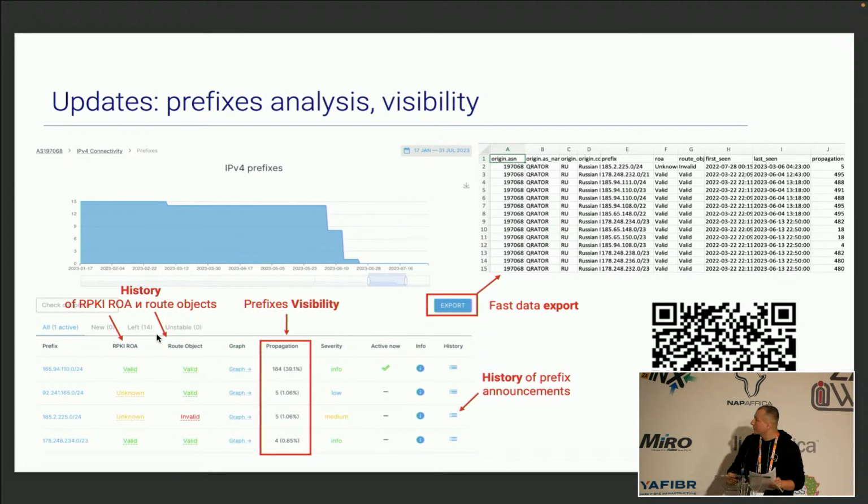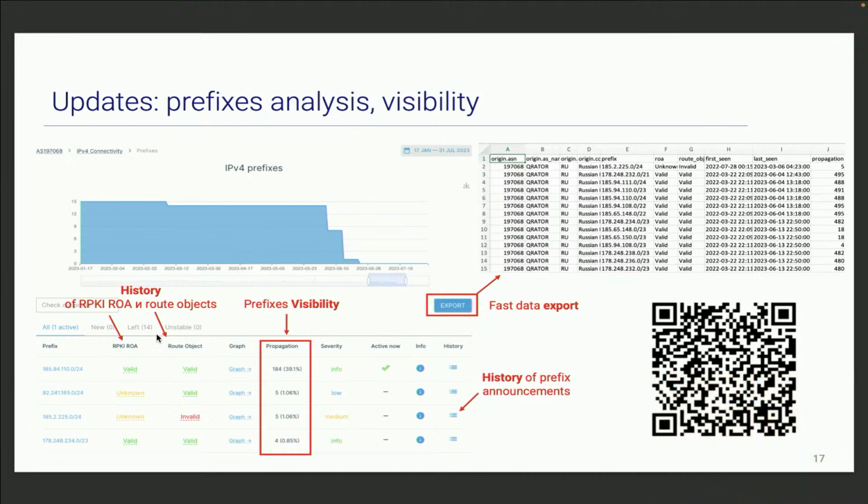Next thing is the prefixes tab. We spoke about propagation of one prefix. But usually autonomous systems have a lot of prefixes, and we need a tab for managing these prefixes. At the prefixes tab you can see information about each prefix which was announced by the autonomous system.